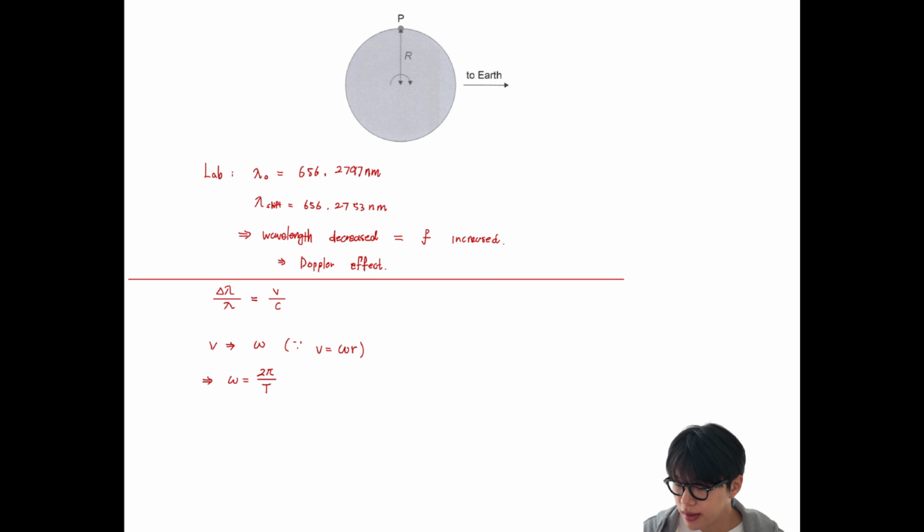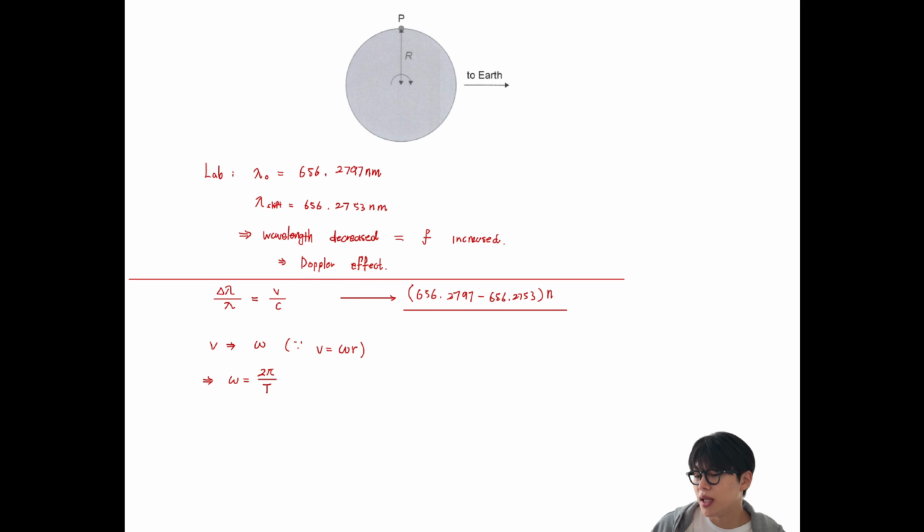Right, so let's substitute the numbers here. Delta lambda is the change in wavelength, so that's the difference between these numbers, which is 656.2797 minus 656.2753, and don't forget the nanometers, divided by lambda. The lambda in the denominator should be the original, so from the lab, not from the earth, so 656.2797 nanometer, okay? The nanometer cancels out, and if you use the calculator, you will see 7.604 times 10 to the negative 6, and that equals V over C.